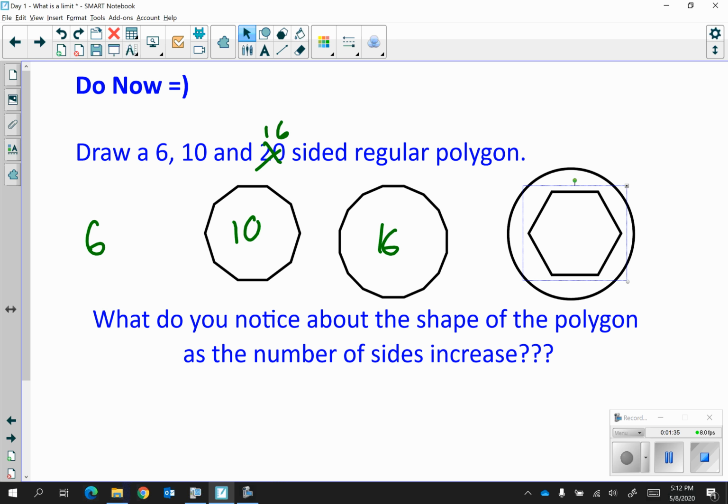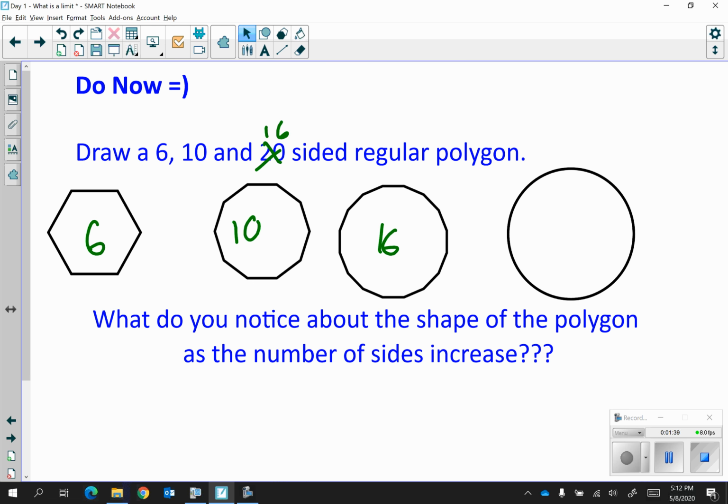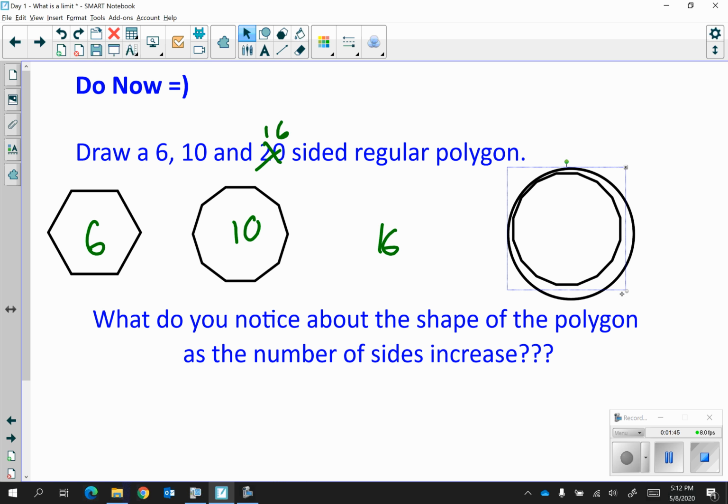If I bring this over, definitely not a circle. If I bring this one over, it gets kind of close. And then this one with the 16 sides, it starts to get really close to a circle. And I'm sure if you added even more sides to this polygon, that would look almost identical to a circle. And that's basically the idea of a limit.